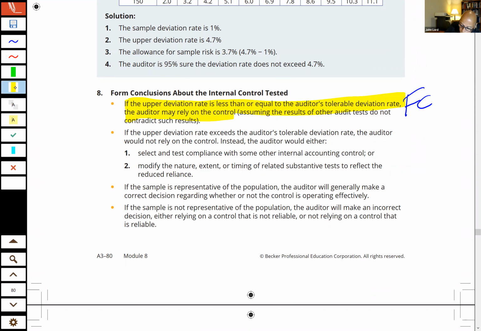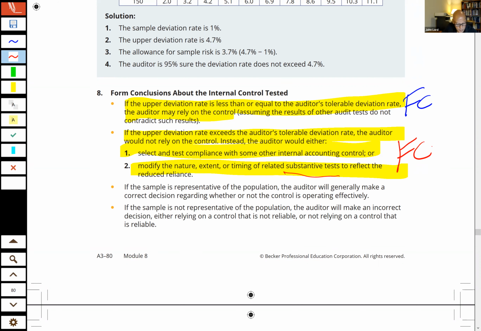If the upper deviation rate exceeds the tolerable rate, the auditor may look for another control that compensates for the control that just failed the test. Or, probably more likely, modify the nature, extent, and timing of my substantive tests. Now I'm going to move to what? Using more effective procedures like external evidence, a larger sample size for my substantive testing, and doing some year-end testing. Now, you can flashcard that.